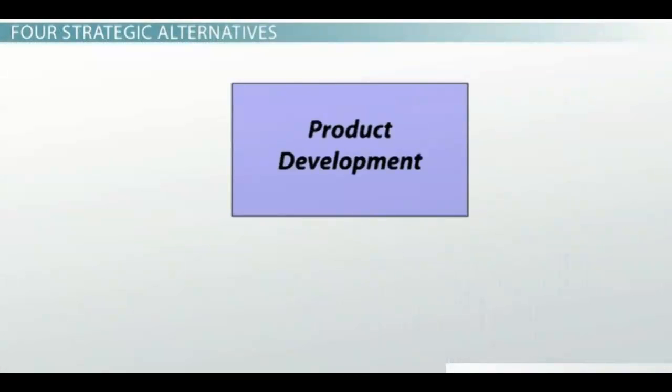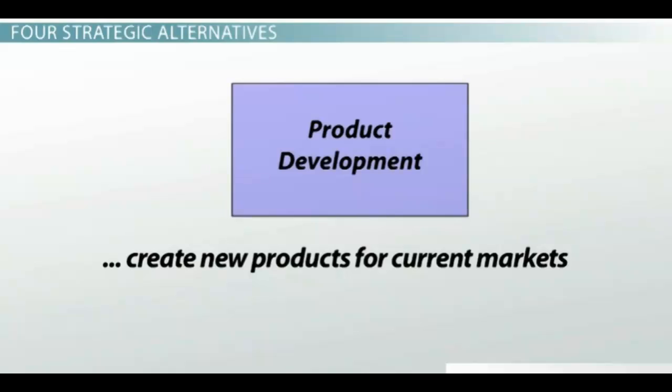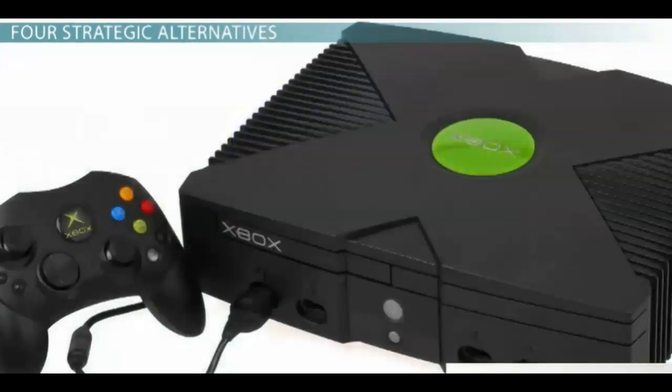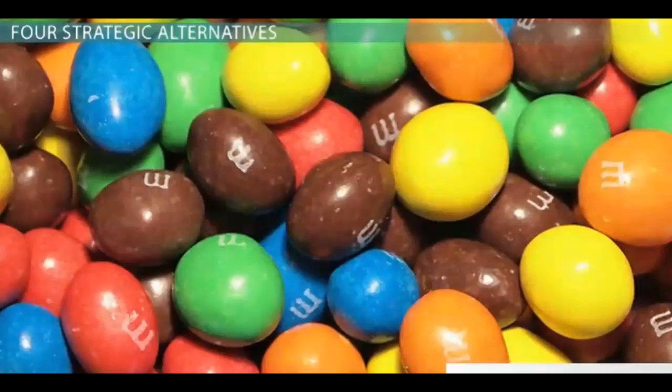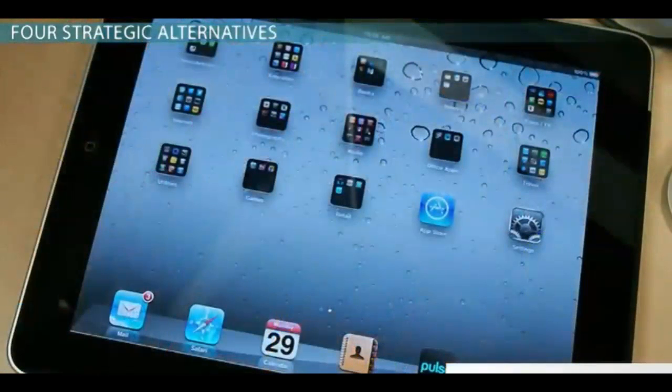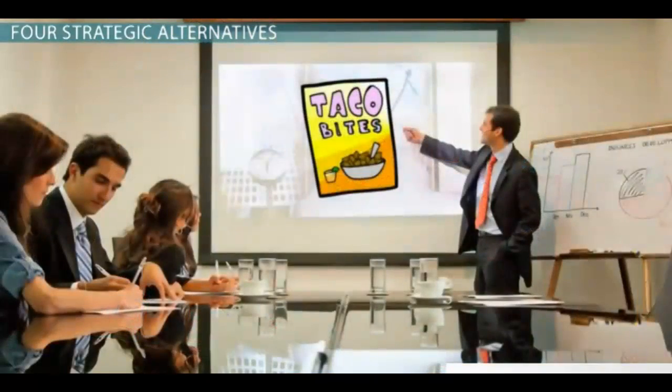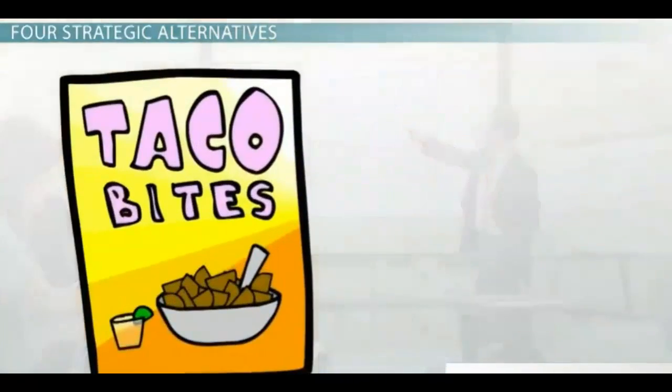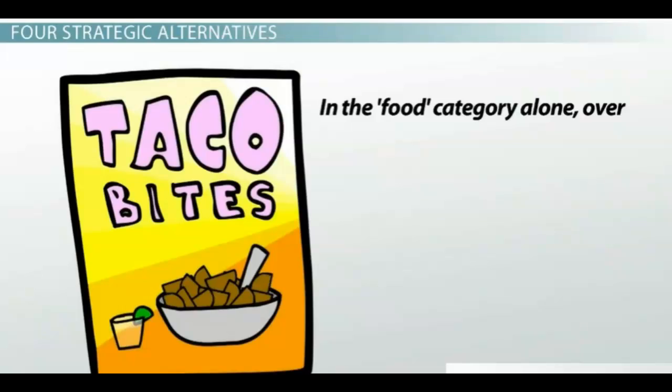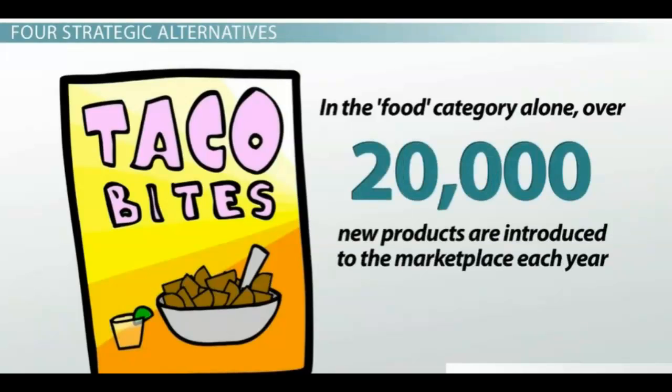In a product development strategy, companies create new products for current markets. Some examples of this type of strategy would be Microsoft's Xbox gaming console, Pretzel M&M's candy, and Apple's iPad. Companies constantly look for ideas for new products. Did you know that in the food category alone, over 20,000 new products are introduced to the marketplace each year?